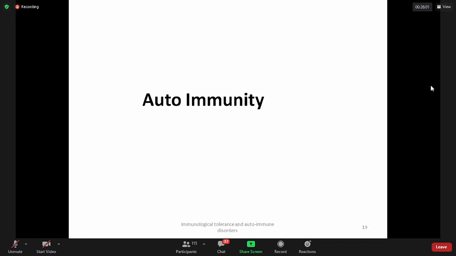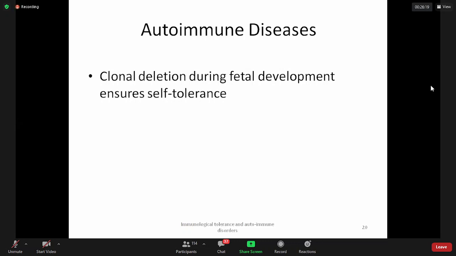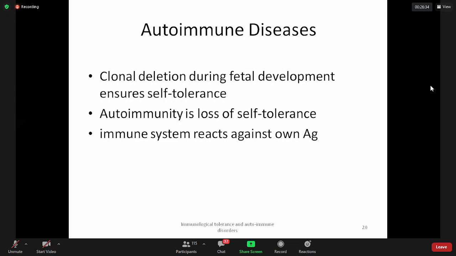Now, even if all these mechanisms are put in place, at times there is a failure, and then we end up getting these autoreactive T or B cells. And this is where we end up getting autoimmune disorders. So what are these autoimmune disorders? Autoimmune disorders literally imply that there are these conditions that are as a result of loss of self-tolerance, okay? And in this case, our immune system will react against our own antigens. So when someone has an autoimmune disorder, it means that they have antibodies that have failed to recognize the body's tissues as their own, and therefore they are inducing an immunological reaction.